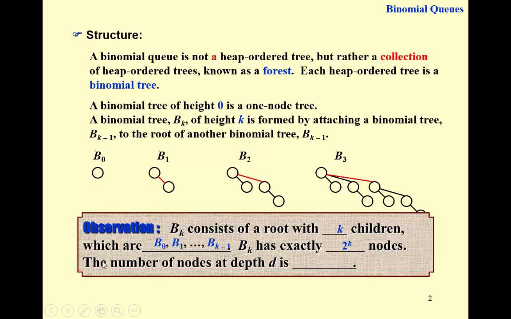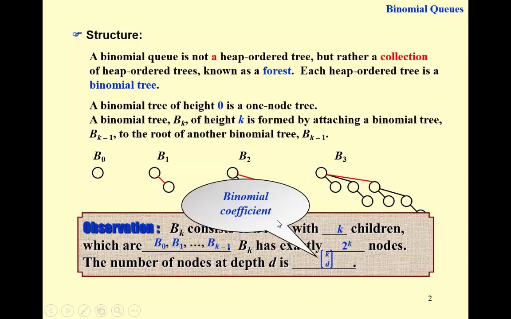Okay, now the last question is the hardest. The number of nodes at depth d must be what? With depth 0 we get 1. At depth 1 we get 3. And the next level another 3, and finally 1. What is the pattern here? Alright, the conclusion is that this number of nodes at depth d is given by a binomial coefficient.